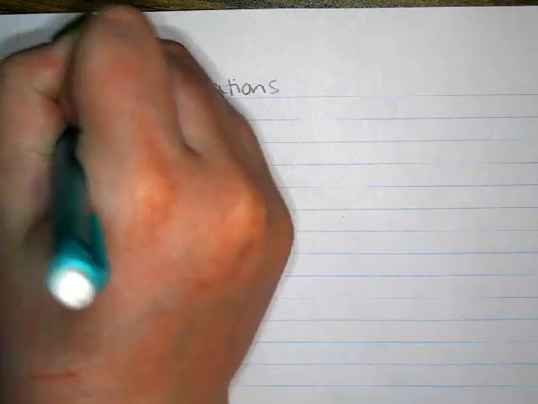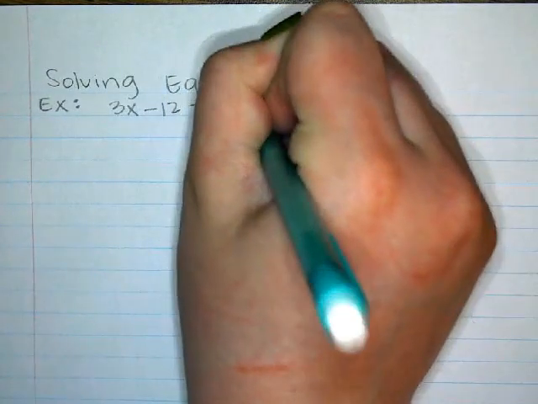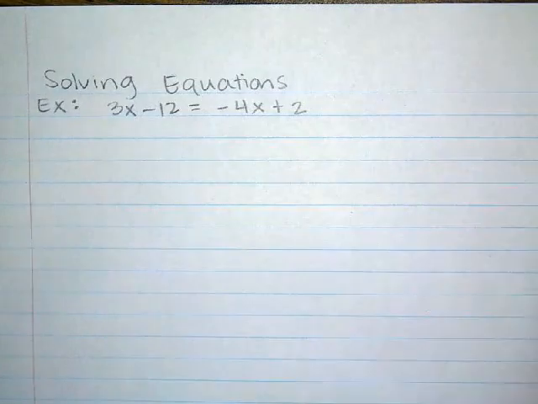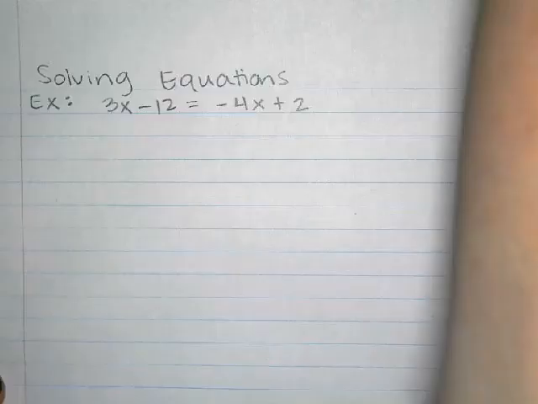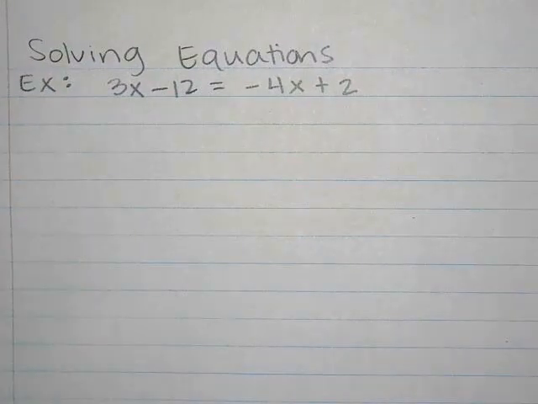All right, solving equations. First example. We've got 3x minus 12 equals negative 4x plus 2. So we know this is not new content for us. We're just making sure that we know how to do these problems, that we're not rusty. It might have been a while. And we should all have paper out for taking notes.